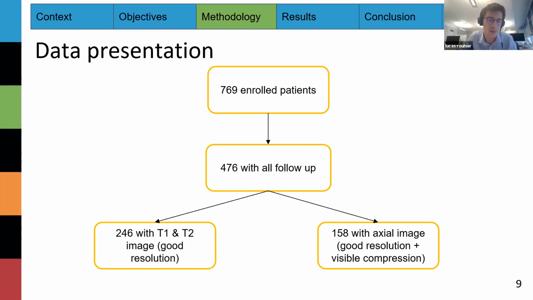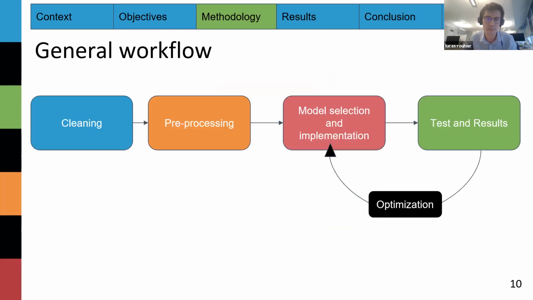And of those, 476 completed 3 follow-ups of 6, 12, and 24 months. 246 of these 476 had good T1 and T2 images, and 158 had good axial images, which are axial images with a resolution above 1 millimeter square in the AP-LR plane and visibility of the compression area.